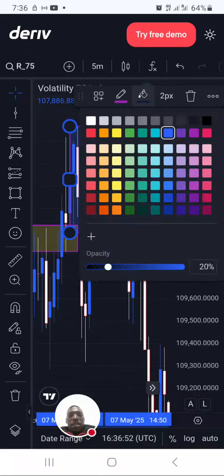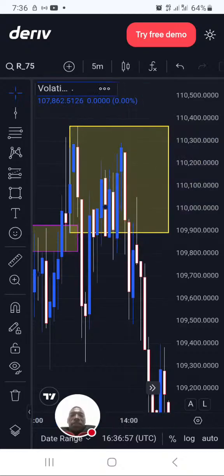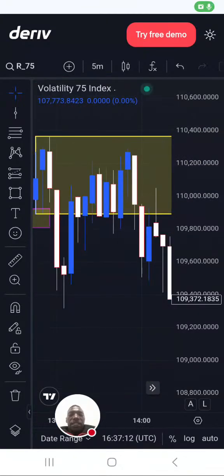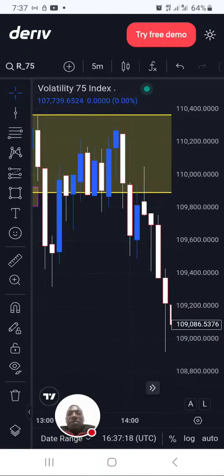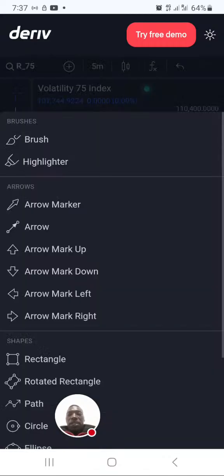Let me change the color here so that you can see it very well. So this is our targeting. These are the confirmations before we execute. You see what will happen. Now you can see here the market came very well, doing something like this.